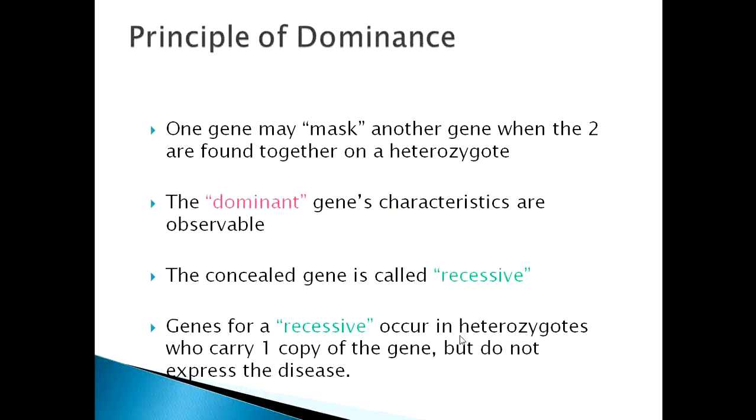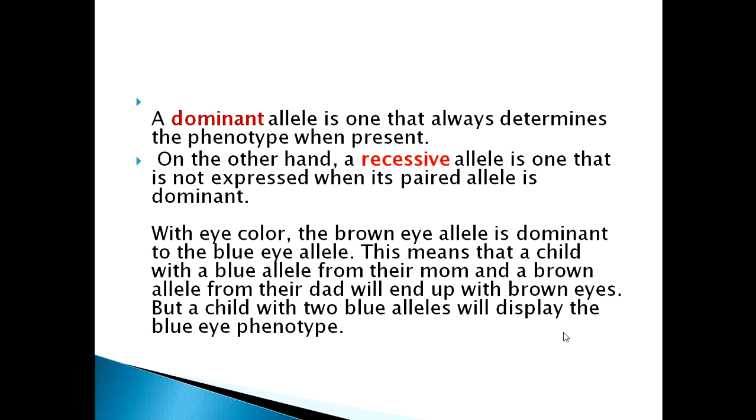Principle of dominance: one gene may mask another gene when 2 are found together in a heterozygote. Dominant gene's characteristics are observable, while concealed gene is called recessive gene. Gene for a recessive disease occurs in heterozygote who carry 1 copy of the gene but do not express the disease. Dominant allele is one that always determines the phenotype when present. On the other hand, recessive is one that is not expressed when its paired allele is dominant.